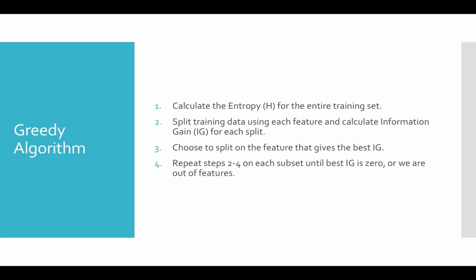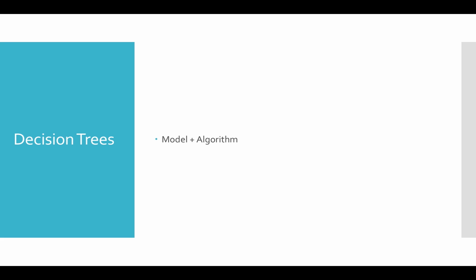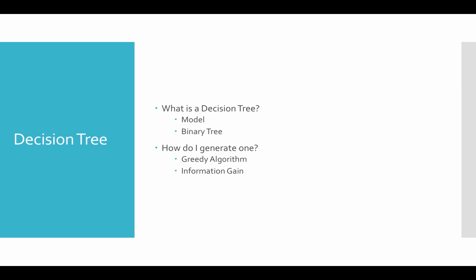And yeah, so today we learned about decision trees, and they're a model and an algorithm, right? So I told you we were going to learn what is a decision tree and how do we generate one. So a decision tree is a model, and it happens to be a binary tree. And how do we generate one? With a greedy algorithm. And in this class, we use information gain as a part of that greedy algorithm.